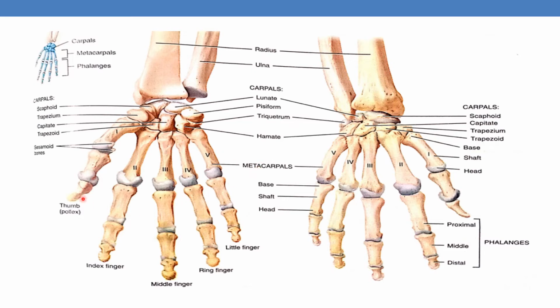And here, these are the phalanges. Thumb has only two phalanges, 1, 2, whereas the other fingers have 3. 1, 2, 3. 3 phalanges. 1, 2, 3. This is the base, this is the shaft, and this is the head of a phalanx. A single phalanx has base, shaft, and head. Similarly, a single metacarpal also has a proximal base, shaft, and head.